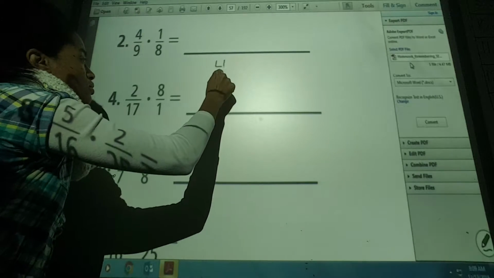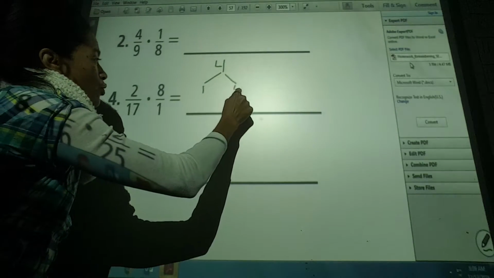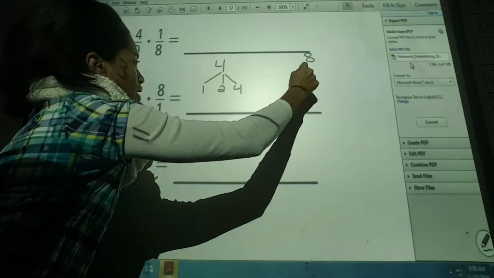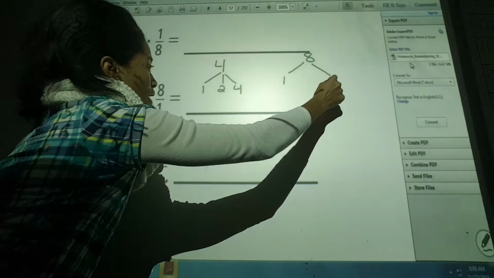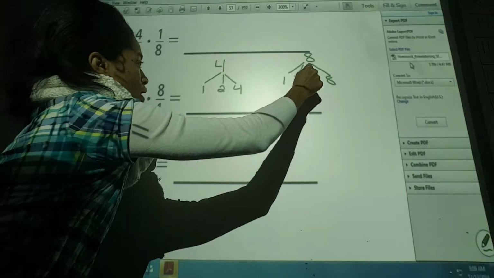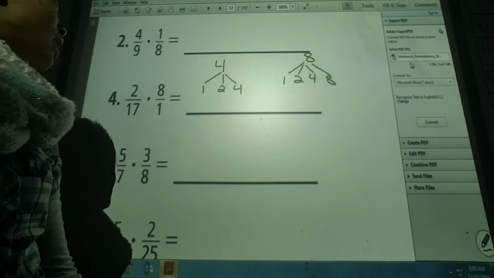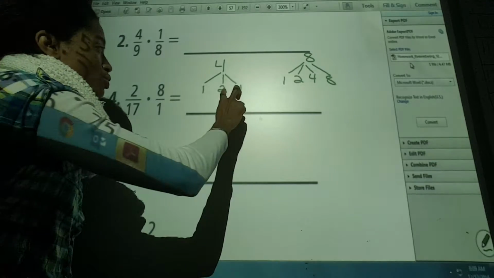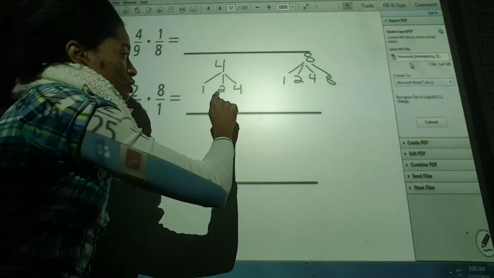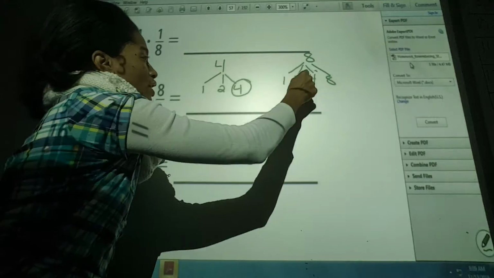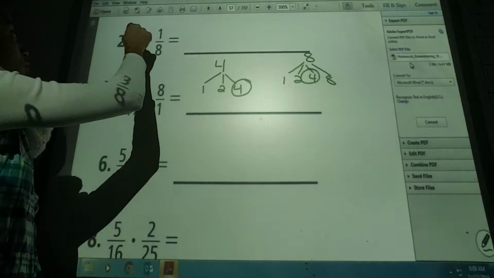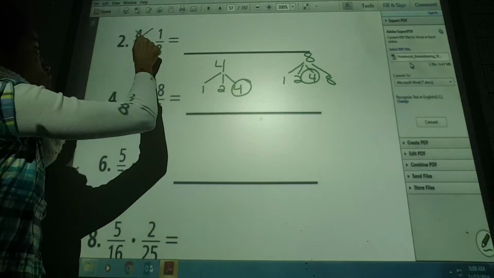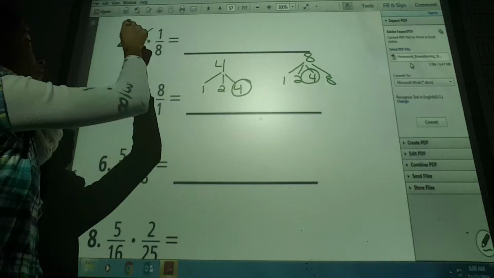Let's see. We have 1 and 4 for the factors of 4, and we have 2 in itself. For 8, we have 1 and 8 as factors and 2 and 4. We want to cross divide diagonal numbers by their GCF. These two have 2 as a common factor, but they also have 4. So 4 is the greatest common factor. I want to cross divide diagonal numbers by their GCF, 4, and replace them with the quotient. So the answer to 4 divided by 4 is 1.